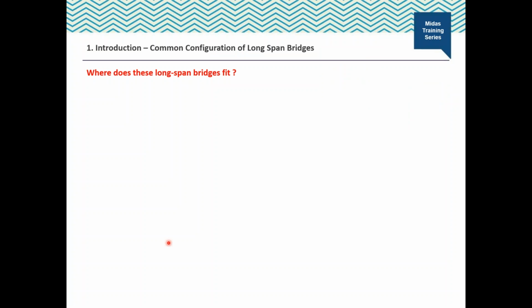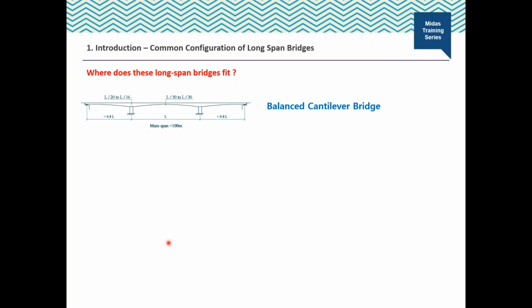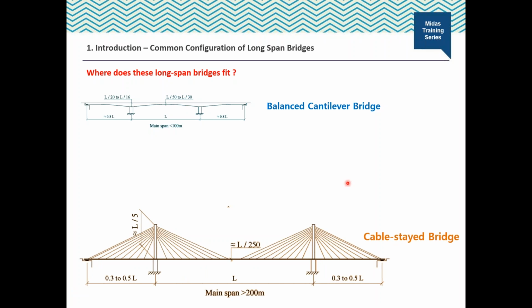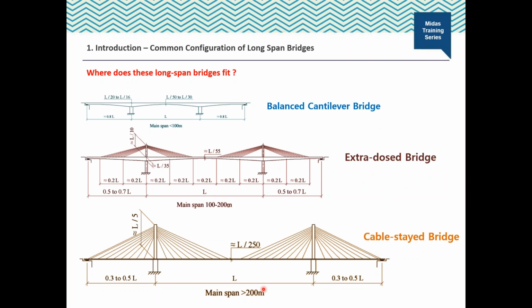First, introduction. The common configuration for long span bridges would be like, first, people go for a balanced cantilever bridge where the spans are less than 100 meters. And if the spans are more than 200 meters, it's pretty obvious to go for cable stay bridges, which would be efficient for us. Whereas for spans of about 100 to 200 meters, we can get a hybrid structure, which is an extrados bridge, where the cable inclination is very low, whereas in a cable stay bridge, the inclination is almost 45 degrees.